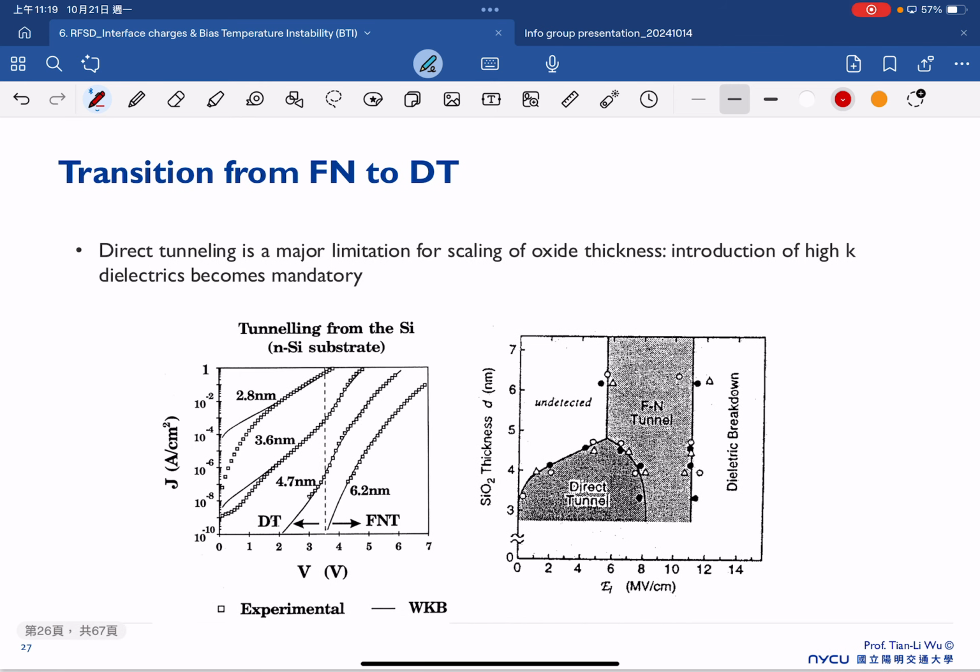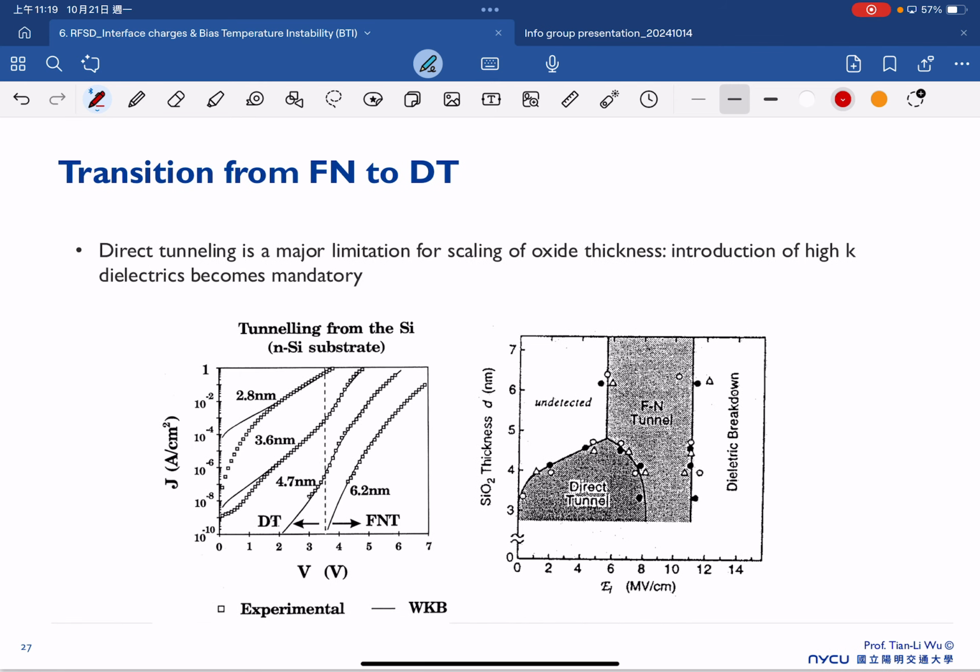So here are some more experimental results. Direct tunneling is a major limitation for scaling of oxide thickness. That's why we introduce a high K dielectric. It becomes necessary. And this is the left hand side, which shows a transition. In the thick dielectric, we have FN tunneling, but when we go thinner, we have direct tunneling. So this is a nice graph to illustrate this transition.